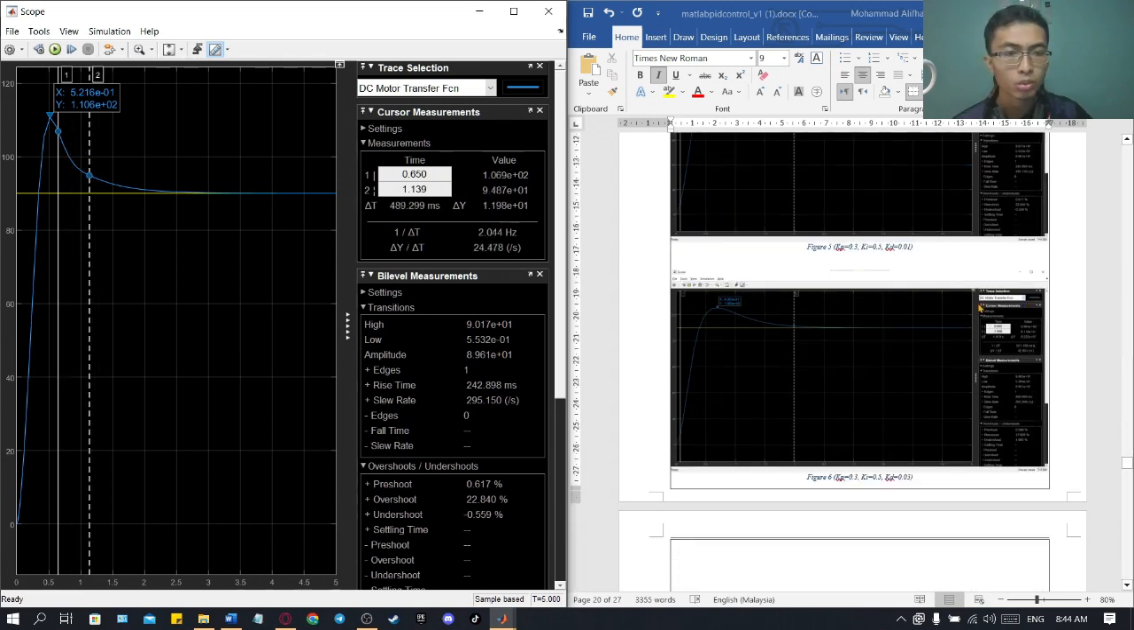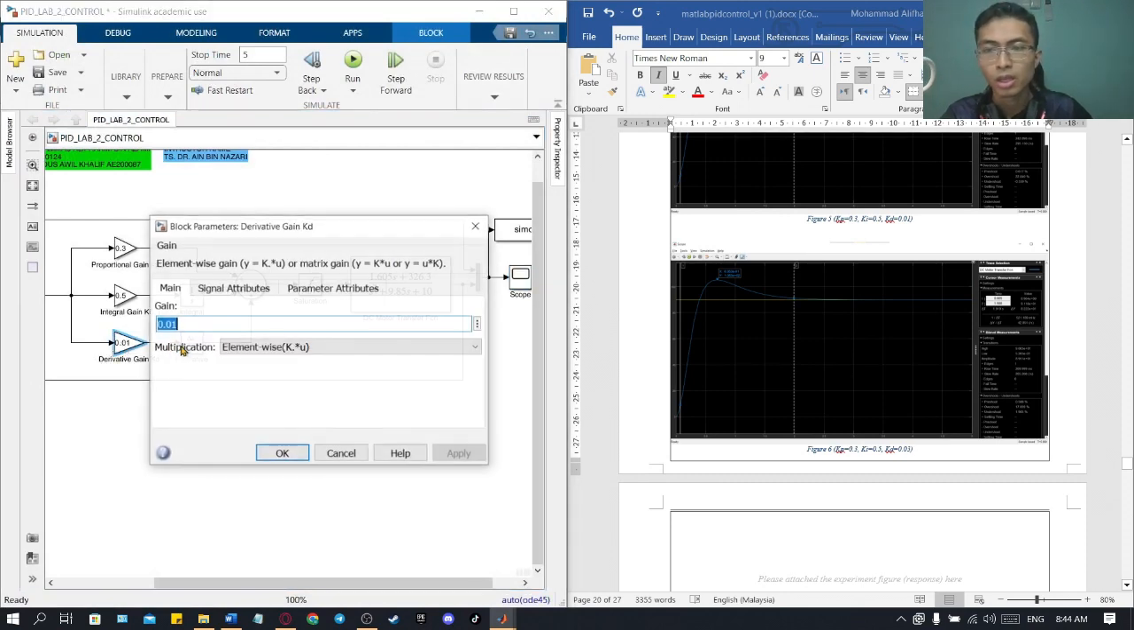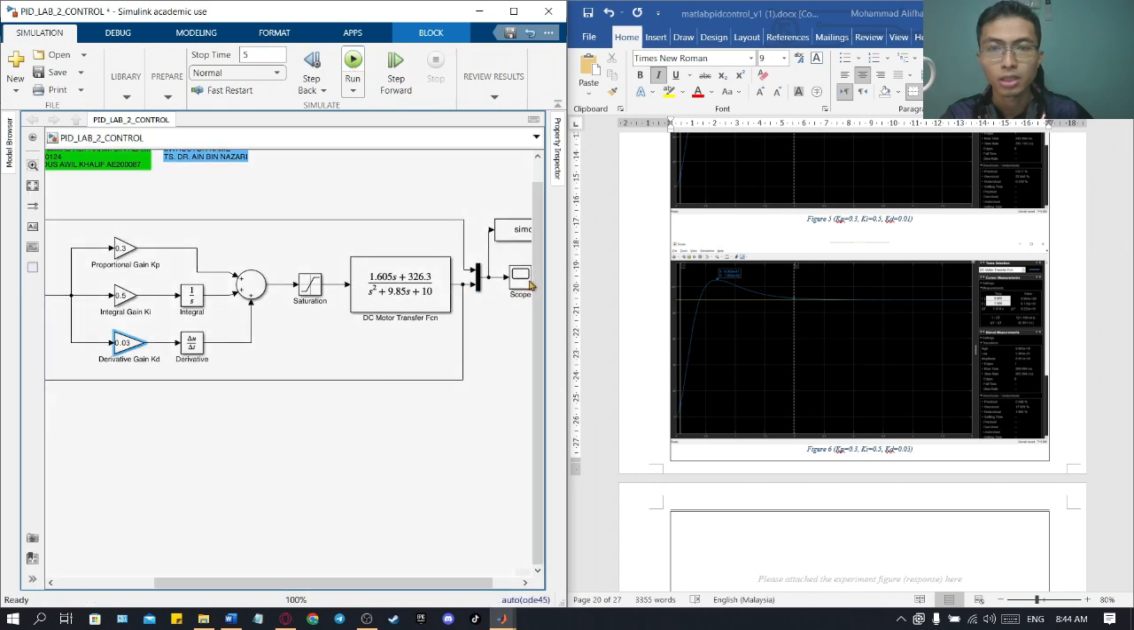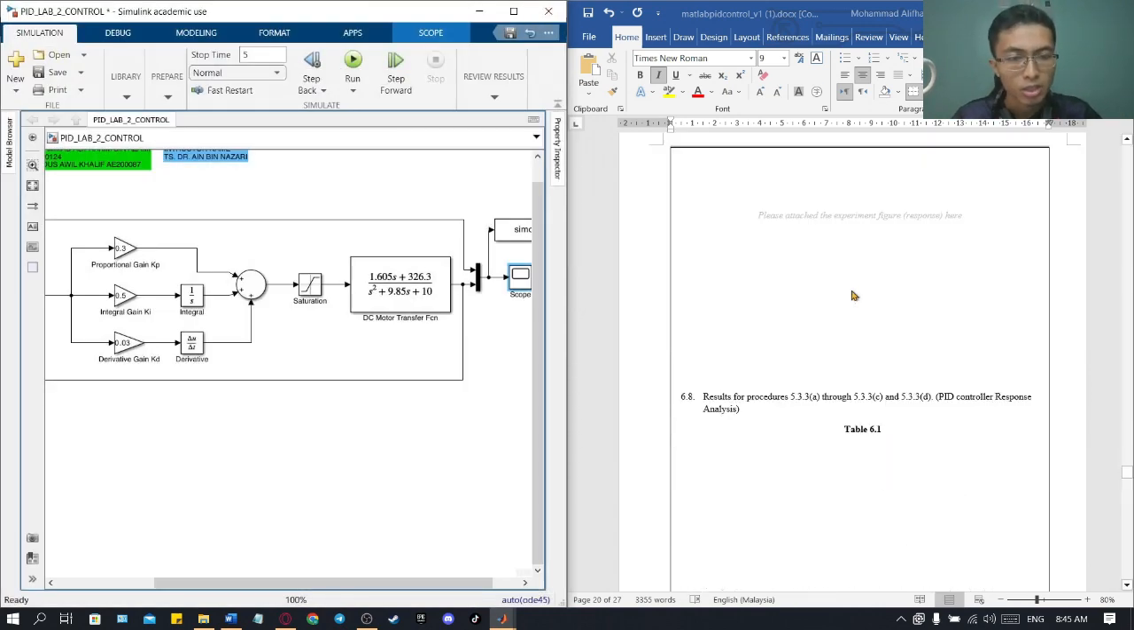So we continue with our derivative gain, we set it to 0.03 and then we run it. You can see it becomes much smoother. Over here it's like a flow where you go down much more smoothly than in the previous figure.